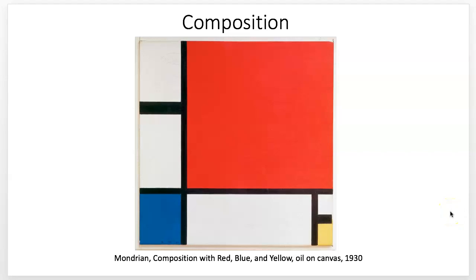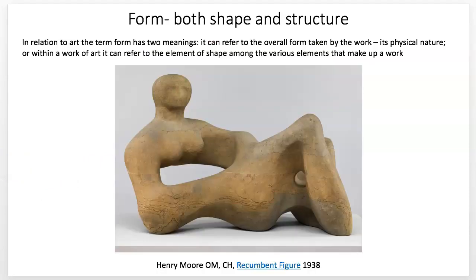Formal elements are distinct from things like subject matter, content, and theme. They're the actual physical look of things, right? Texture is a formal element. We'll talk about different versions, but that gives you the idea of composition.